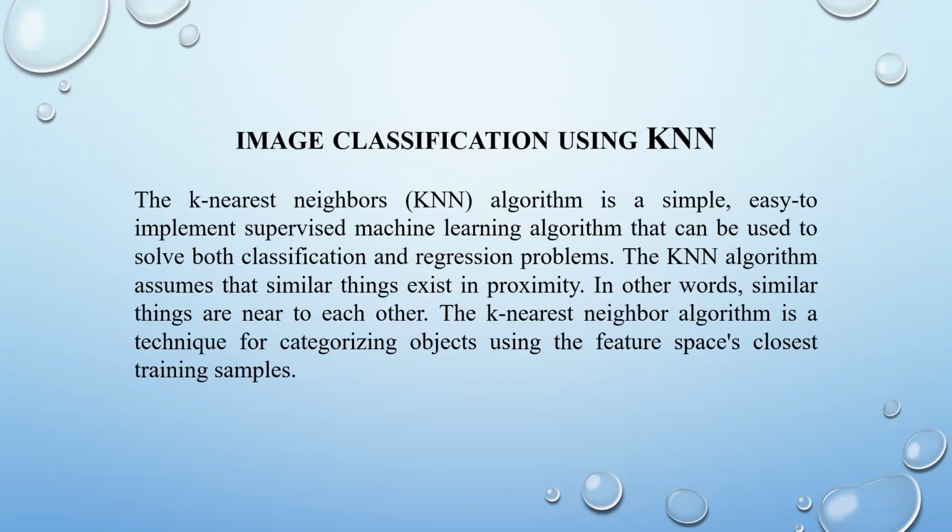Image classification using KNN. The K-nearest neighbor algorithm is a simple, easy to implement supervised machine learning algorithm that can be used to solve both classification and regression problems. The KNN algorithm assumes that similar things exist in proximity. In other words, similar things are near to each other. The K-nearest neighbor algorithm is a technique used for categorizing objects using the feature space of the closest training samples.